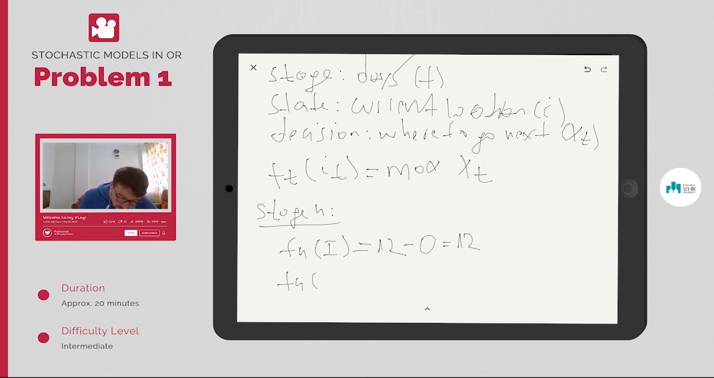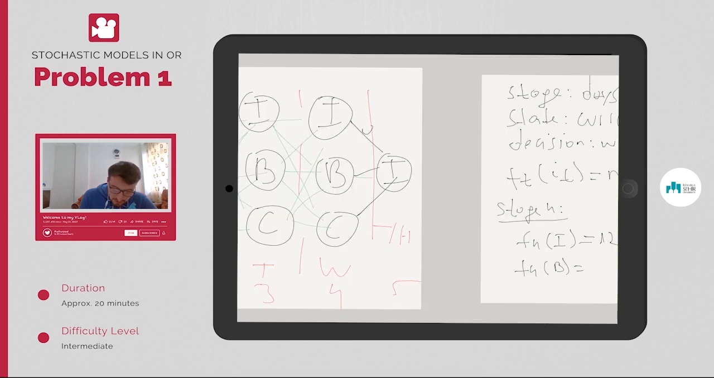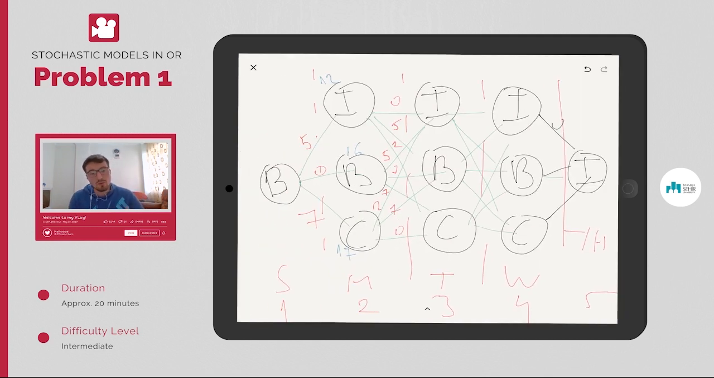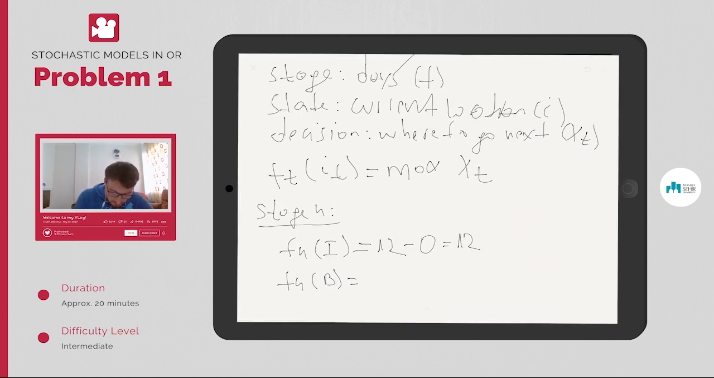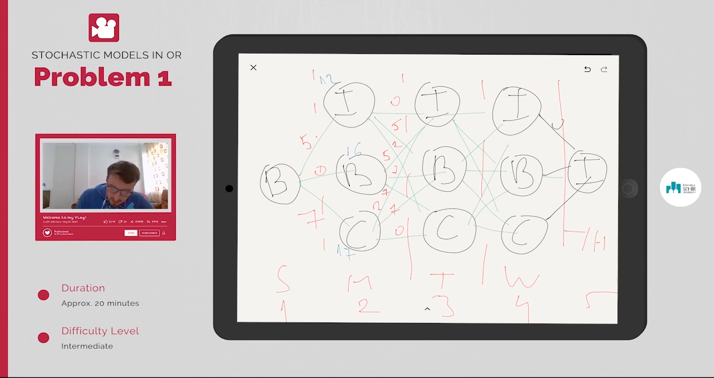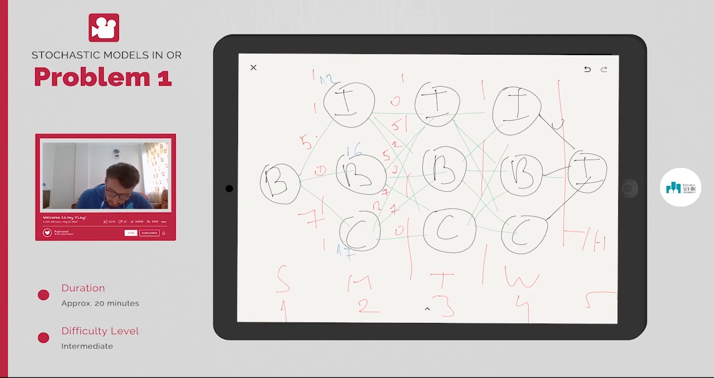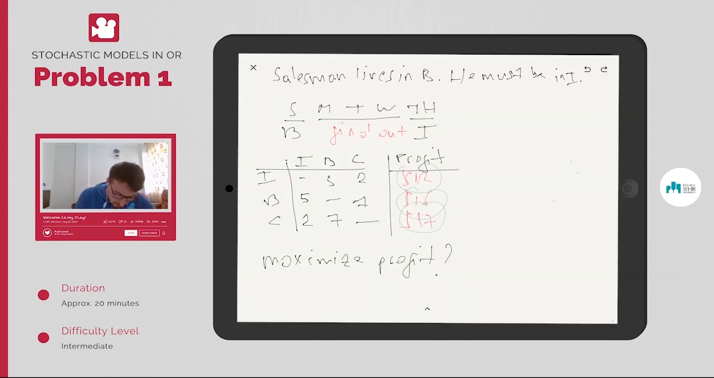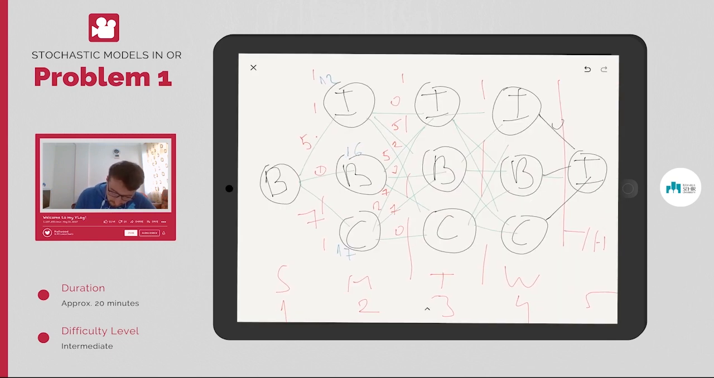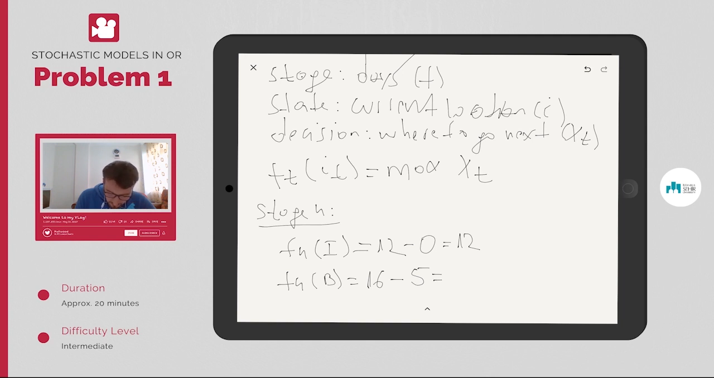I have another possibility. If I am in Bloomington that day, do I have any other choice where to go next? No, I have only one possibility, and that is Indiana. So I earn $16 by spending a day in Bloomington, and I am going from Bloomington to Indiana. How much is the cost of traveling from Bloomington to Indiana? That is $5. So Bloomington to Indiana is $5. 16 minus 5 is 11.